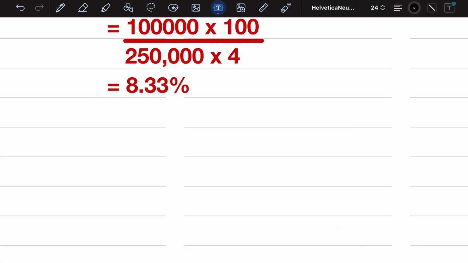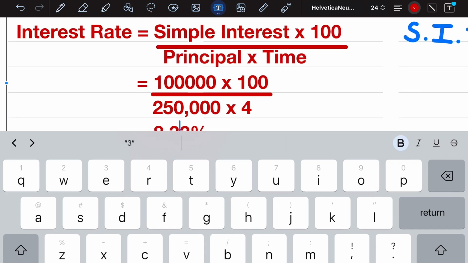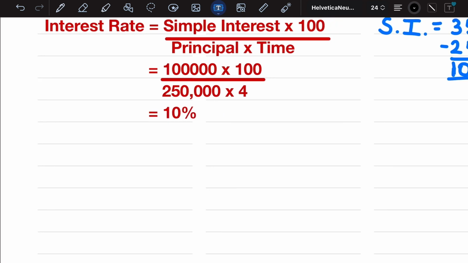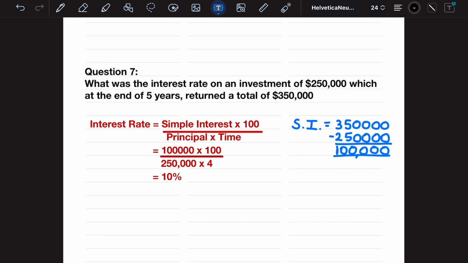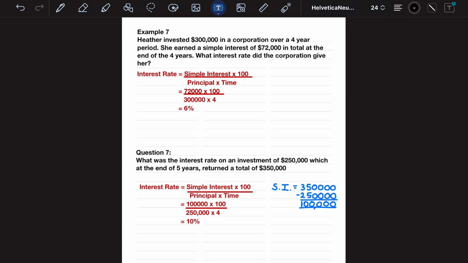Right, so let me just recalculate that number and see. Oh, that's an easier number to work with. So that answer is 10%. All right, let's continue.